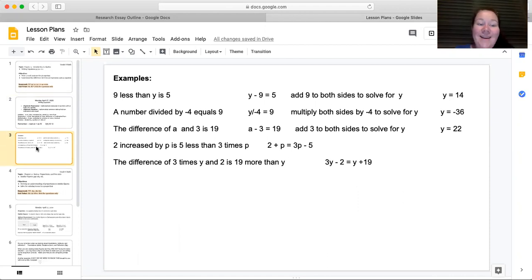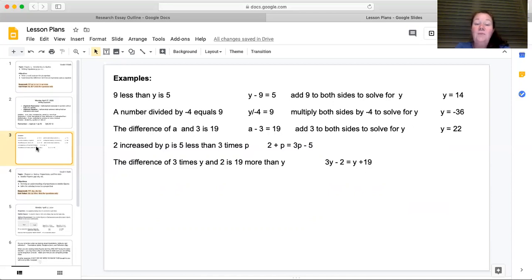If you read 9 less than y is 5, I want you to see it as y minus 9 equals 5. Now we can't leave it like that because we have to solve for y. So in order to do that one, we're going to add 9 to both sides to solve for y. If I add 9 to 5, it equals 14. Therefore, y equals 14.